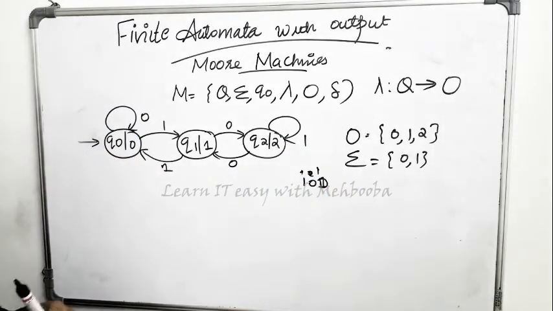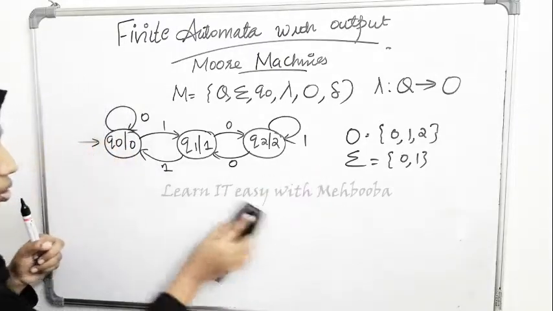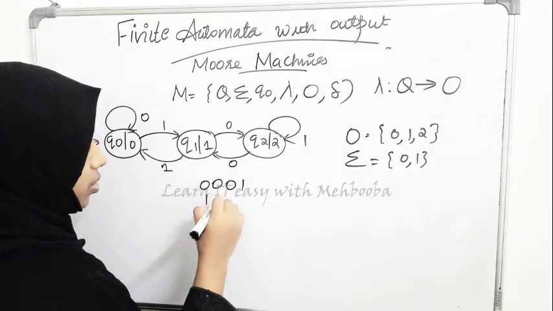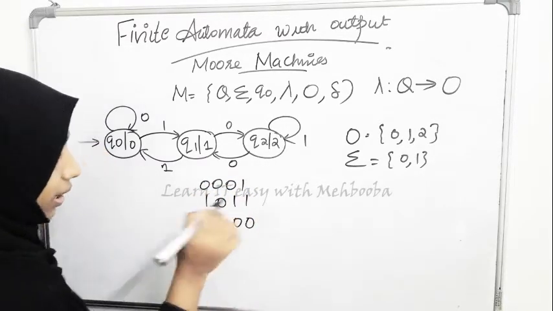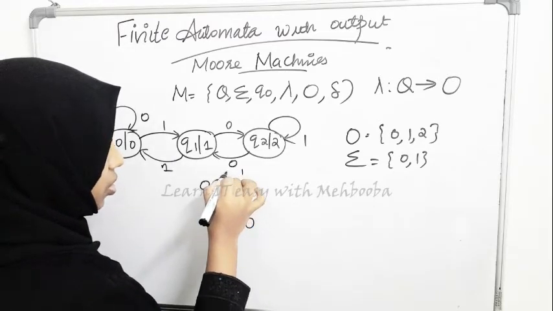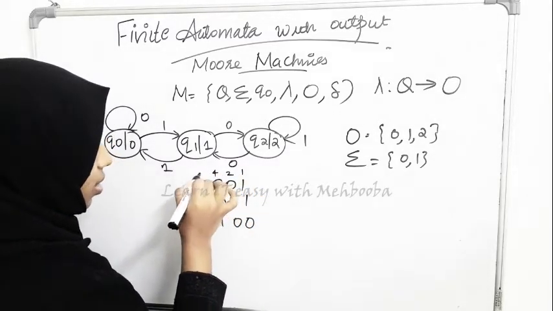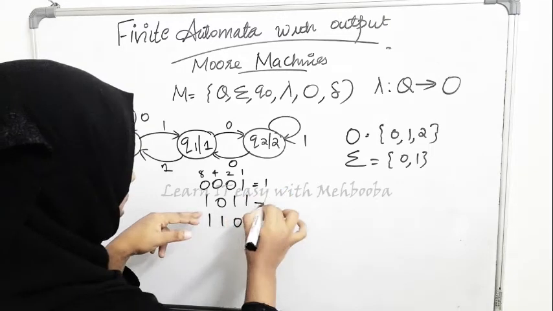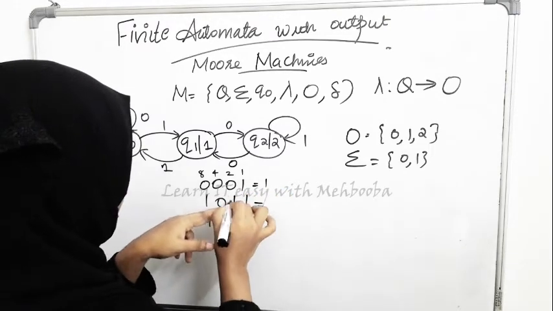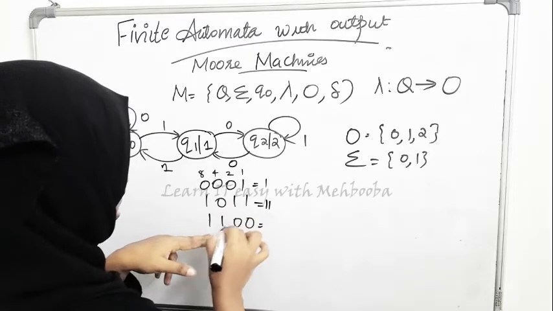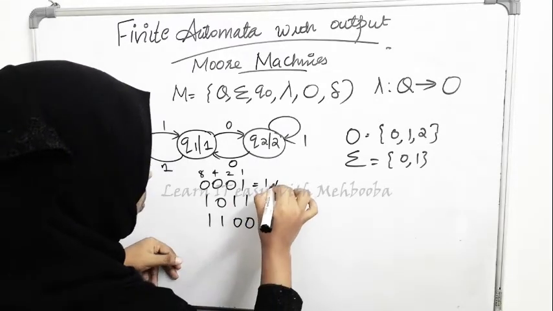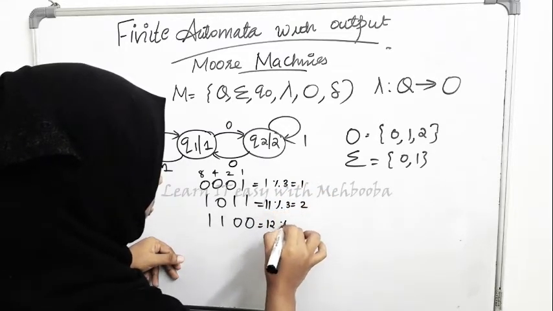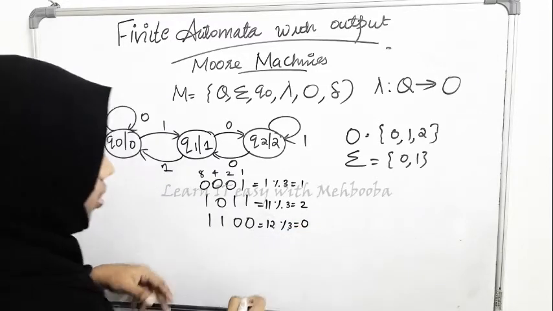We will check other inputs also. I am writing some random numbers: 1 0 1 1 and 1 1 0 0. This is the 1's position, the 2's position, the 4th position, and the 8th position. So 1 0 1 1 is the number 1 plus 2 plus 8, which is 11, and 1 1 0 0 is the number 12. 11 mod 3 is 2, and 12 mod 3 is 0. Now let's check.